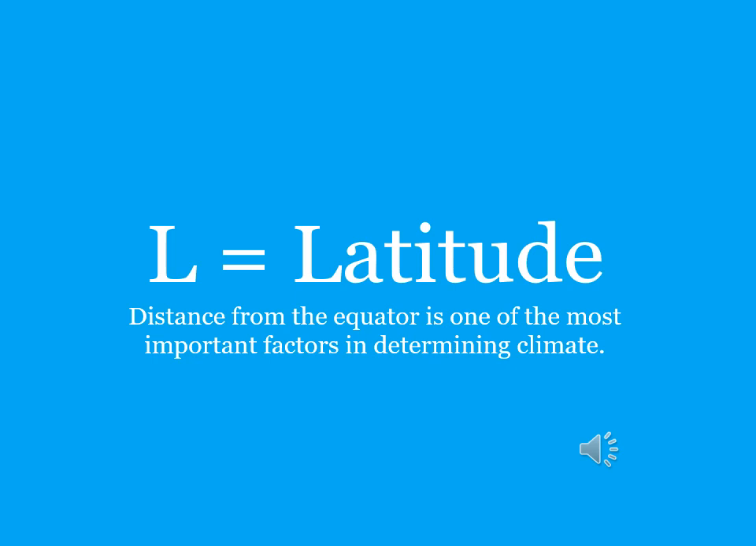Okay, the L in LACE MOPS is latitude, and latitude is the most important factor in determining climate. That is basically how far north or south from the equator you are. The reason latitude is very important has to do with how the sun's rays and heat strike the earth.